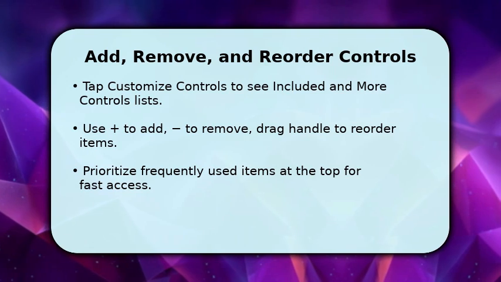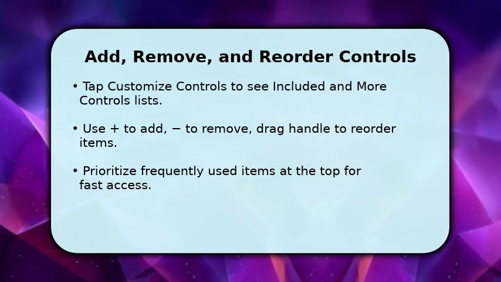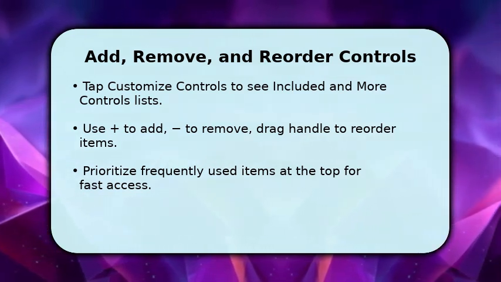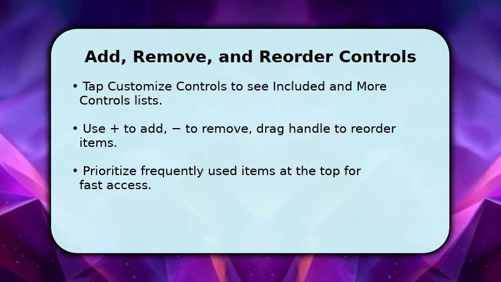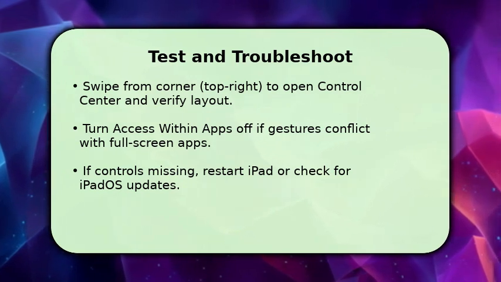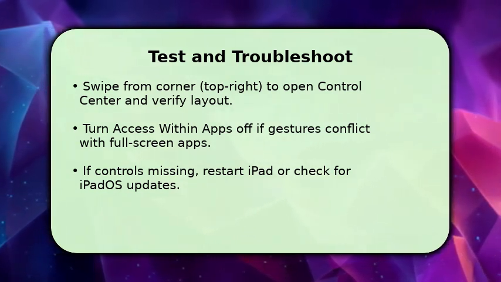Make deliberate choices. Place volume, brightness, and any frequently used app shortcuts near the top, so you save taps and time throughout the day. Finish by testing. Swipe down from the top right corner to open Control Center and confirm your new layout and order.